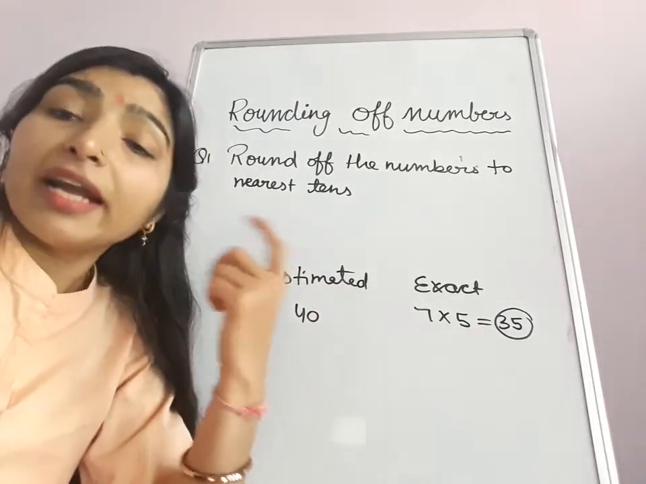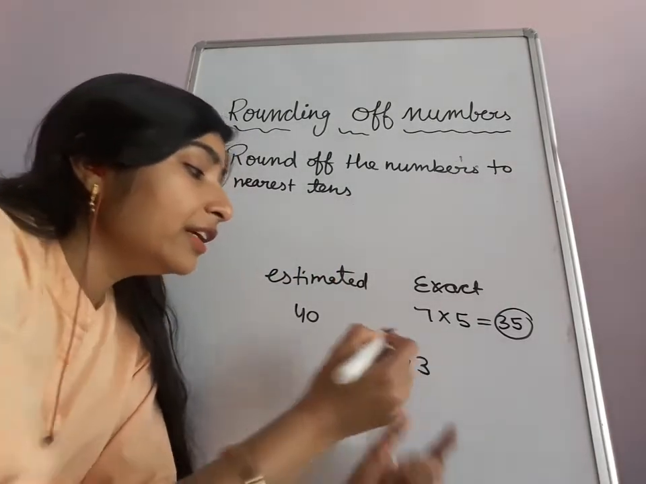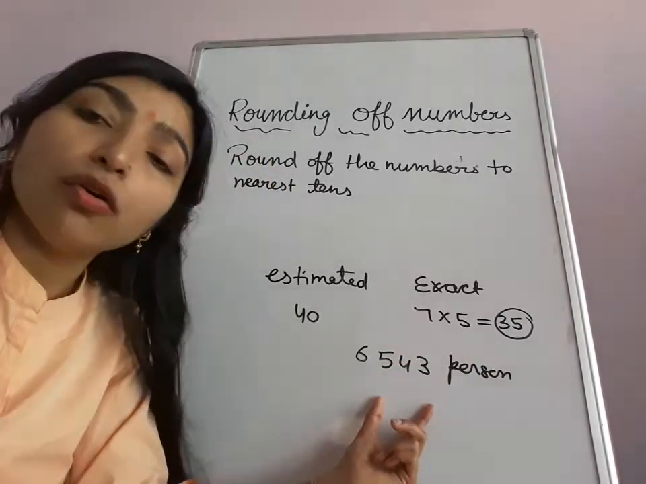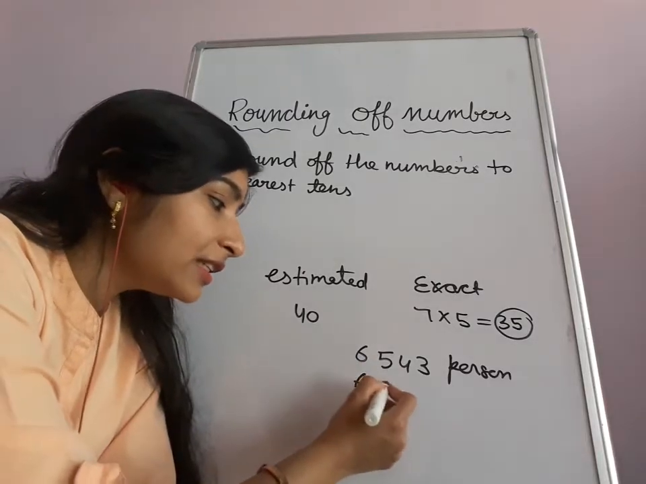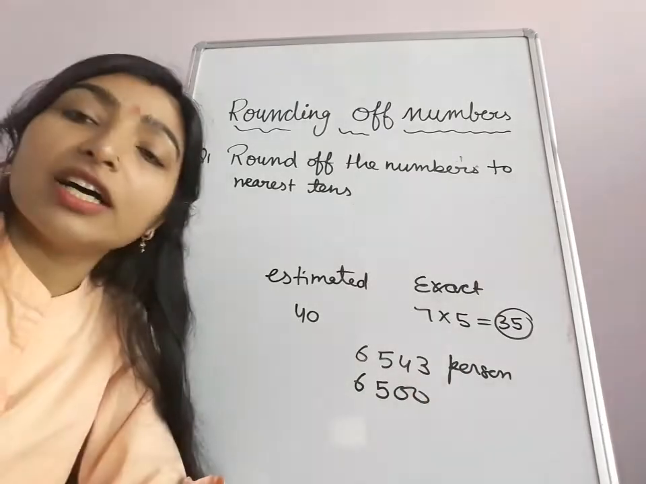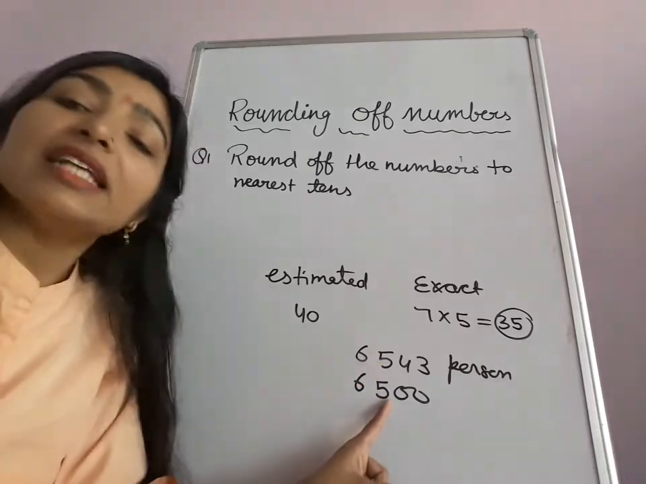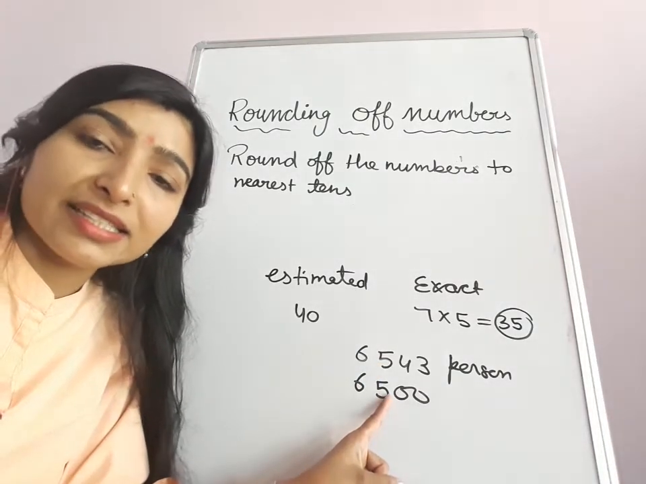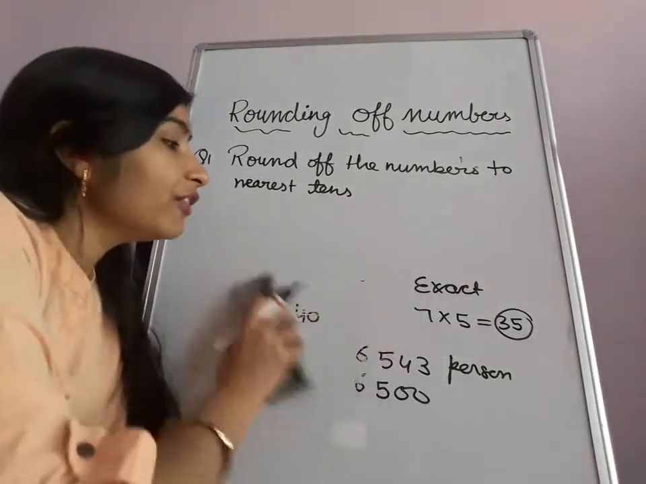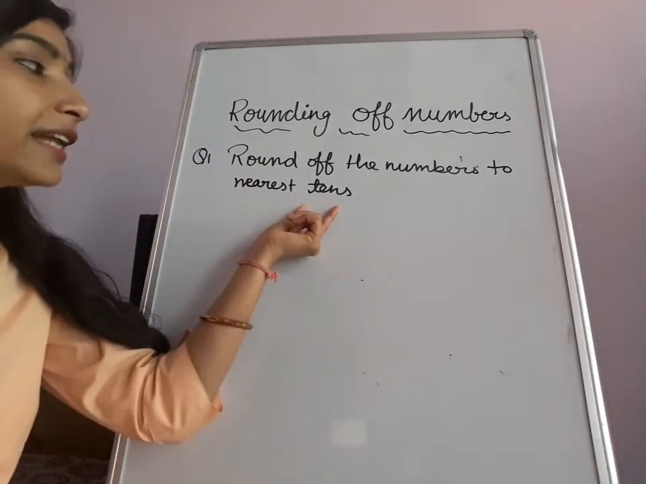Or like in a stadium, there are 6,543 persons watching a match. So the nearest is 6500 persons were watching the match. This is the exact value and this is the estimated value. Estimate means nearby. So today we will learn this concept, rounding of numbers to the nearest 10.